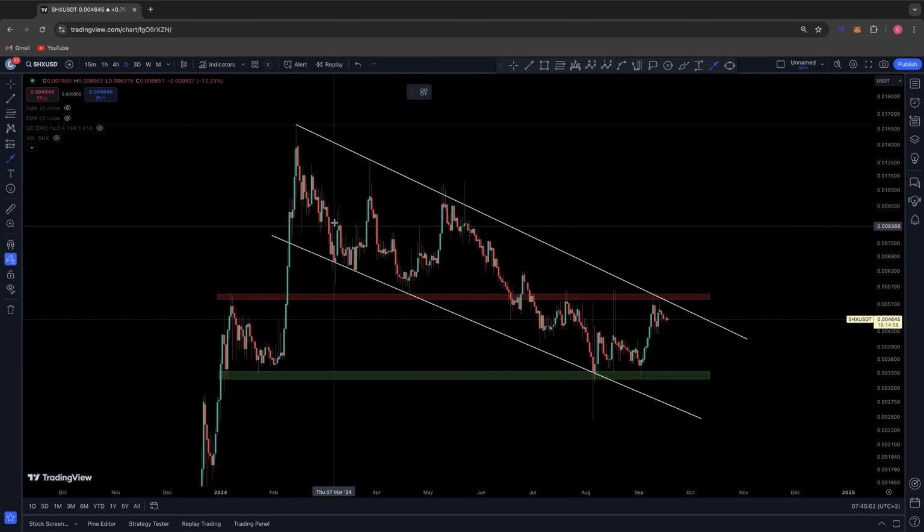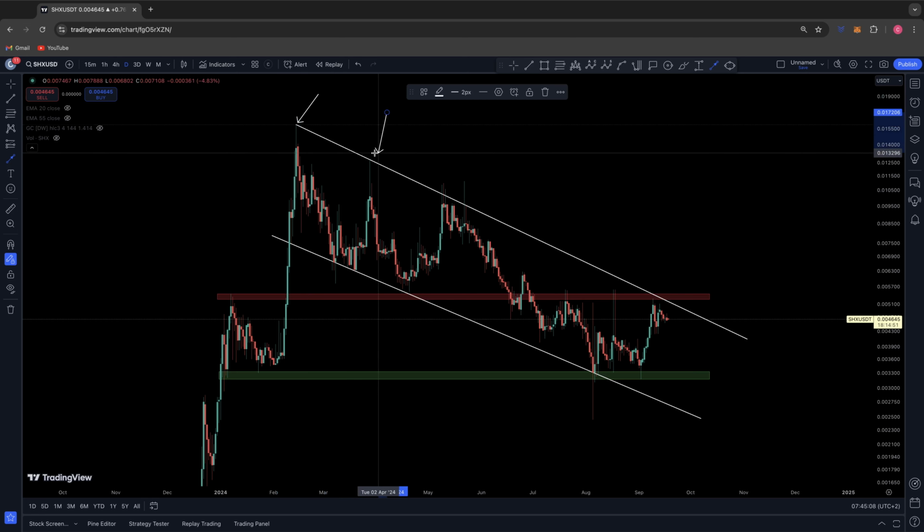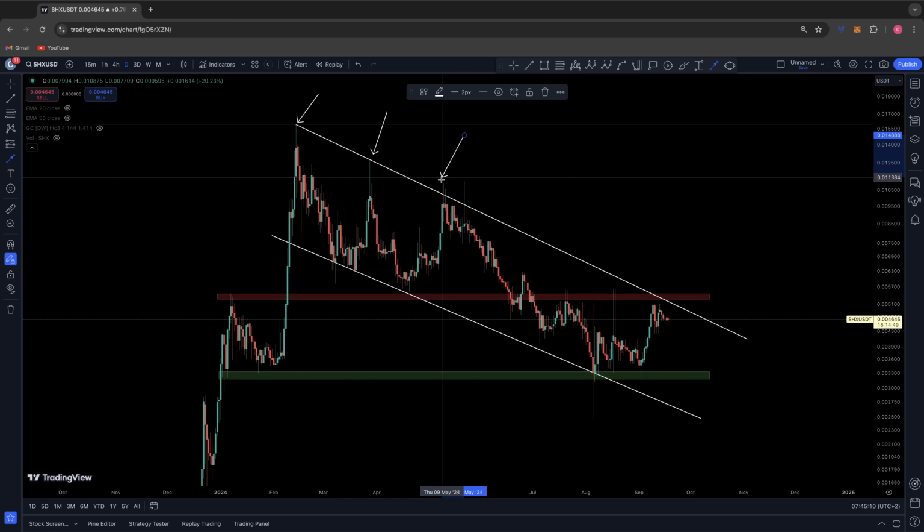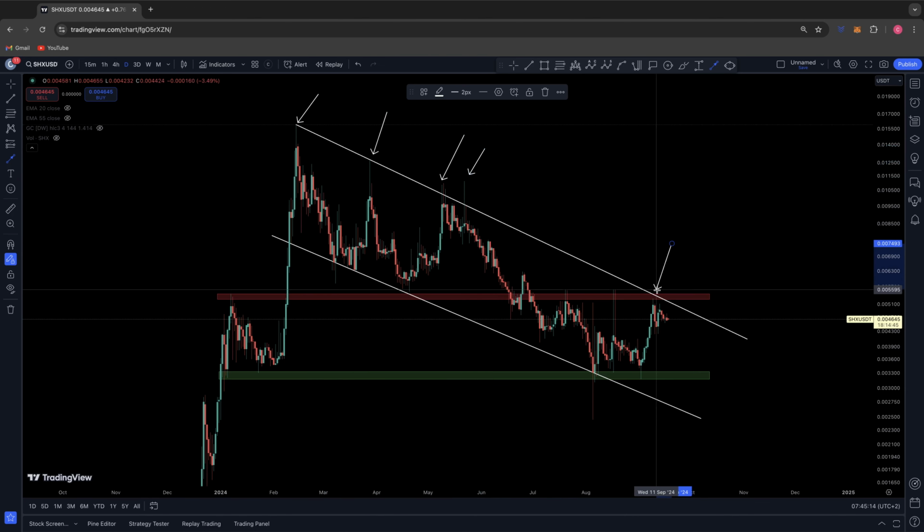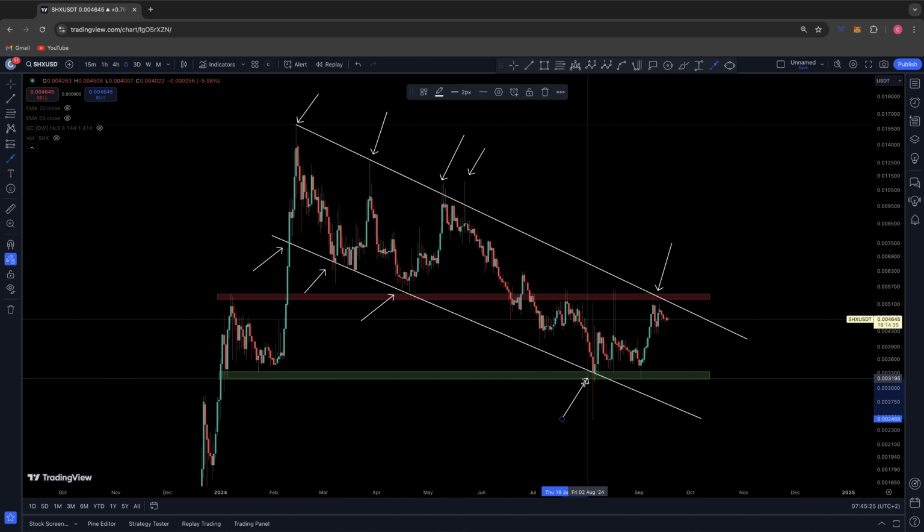So just to start off, we have this descending resistance that's been on our head since the all-time high. You can see that every time SHX has come into this sort of range, we have had some deviation points, albeit small, but when we do come up to this descending trend line, we tend to get rejected. But we also have a very key level of support. So we're literally caught between a rock and a hard place in this downtrend.